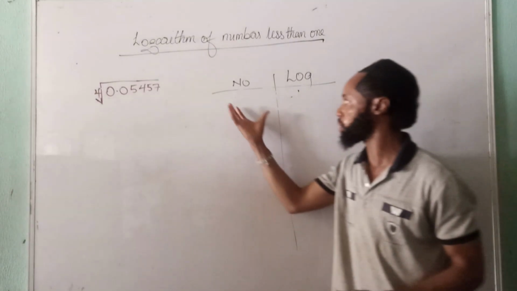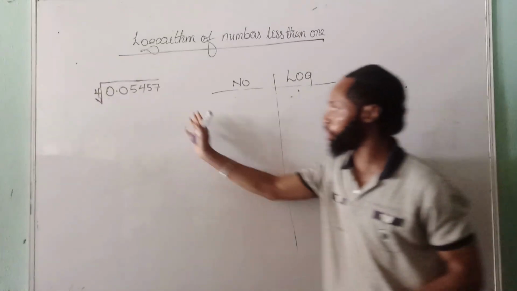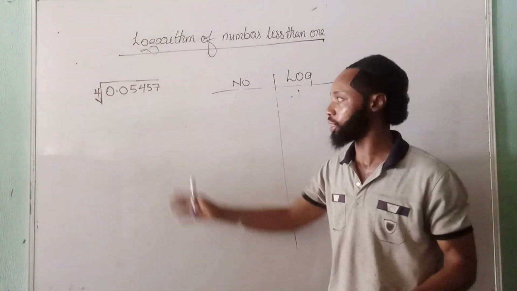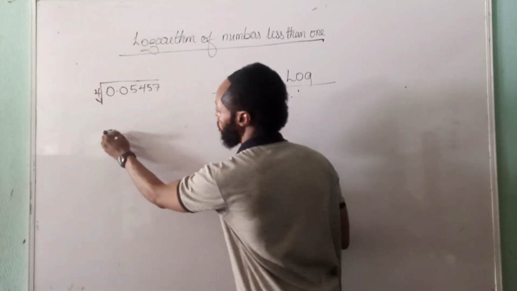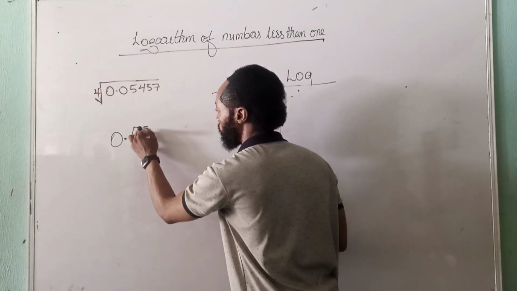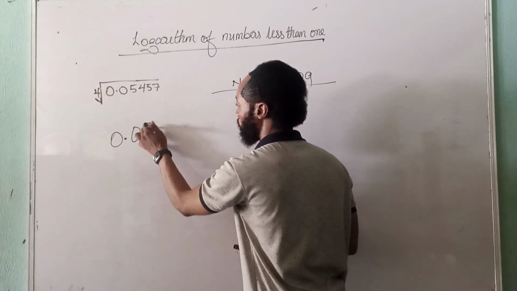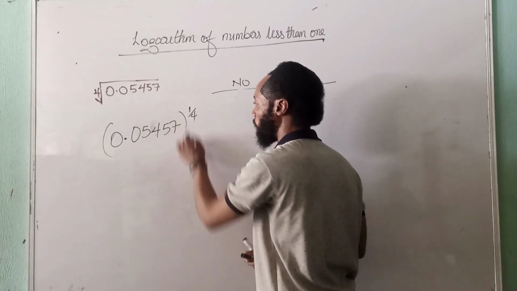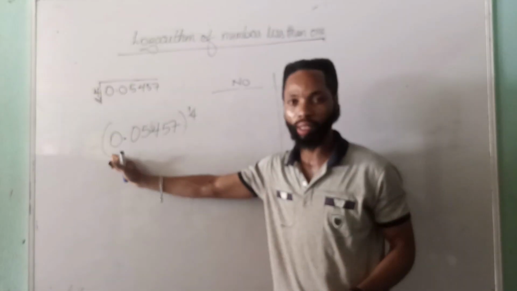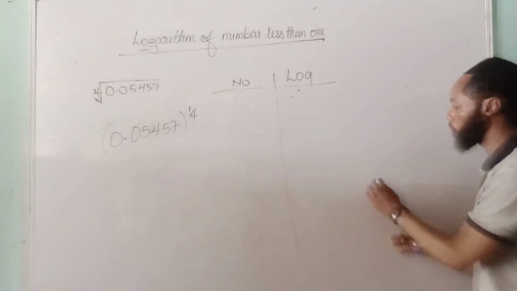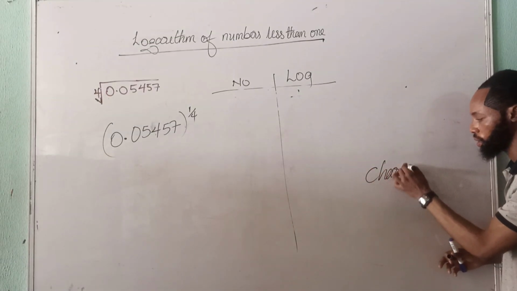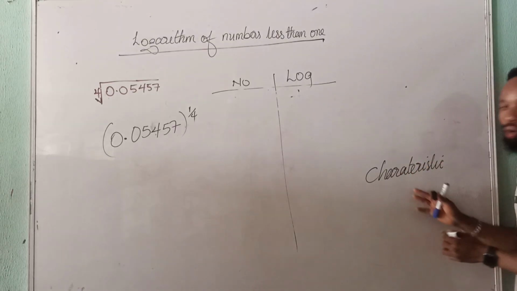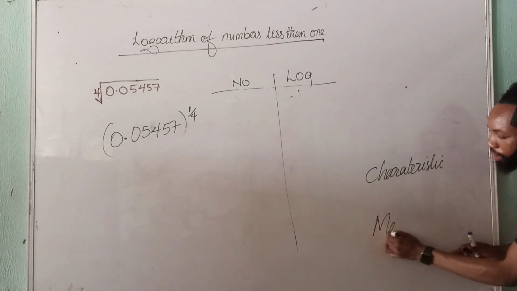Okay, we have talked about the relationship. Let's look at the first thing we want to attend to this question. So the first thing I want us to do is convert this question to indexes in radical form. Convert to index is going to be 0.055457, all raised to power 1 over 4. Now we have converted. But before I go on, there's something we call characteristics and mantissa.